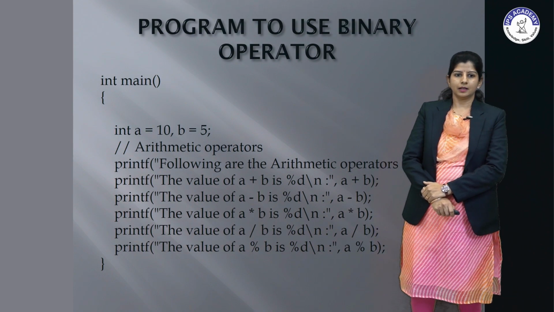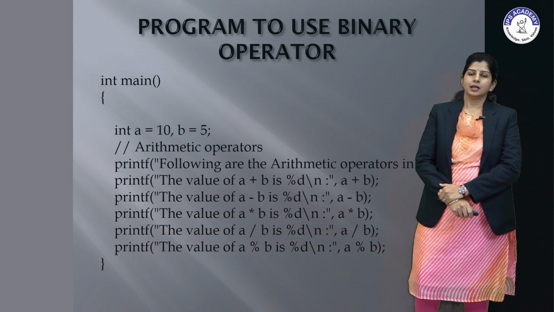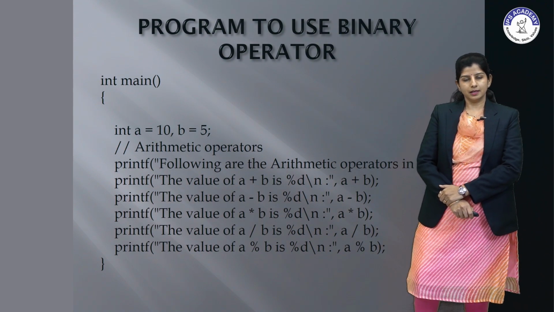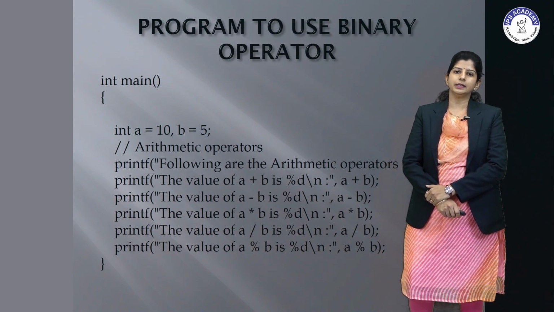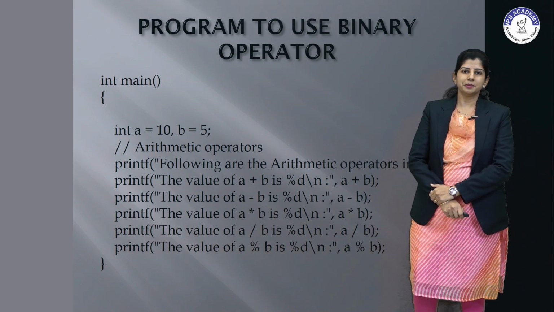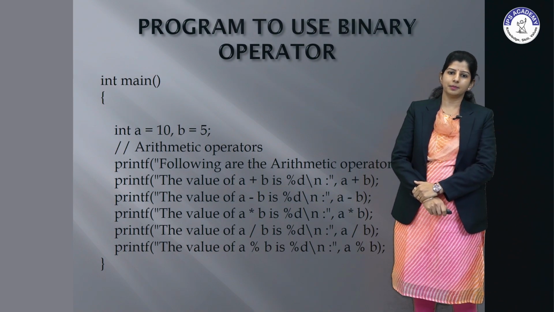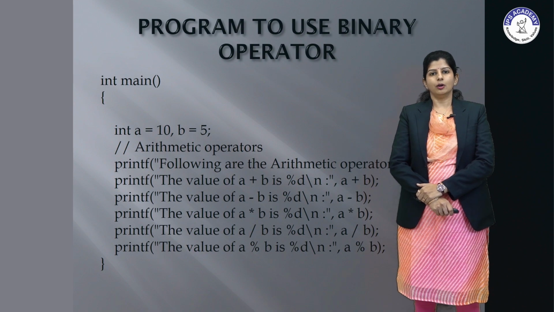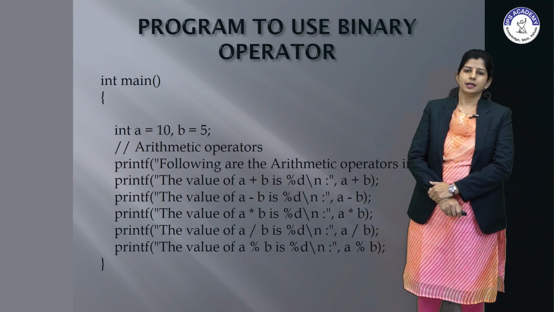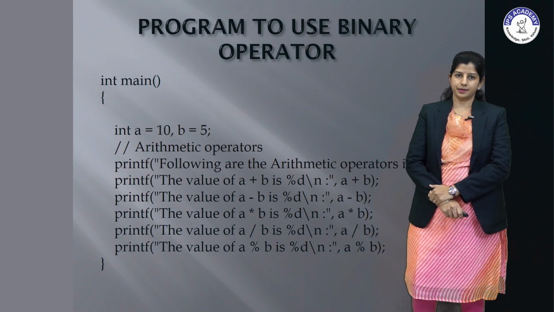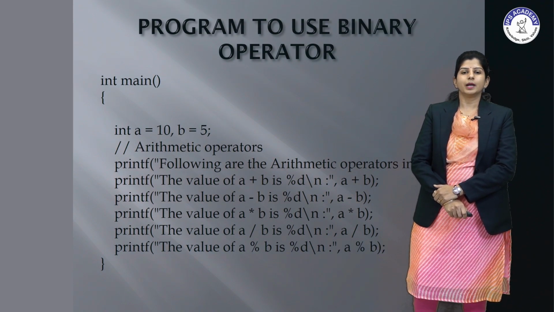In the first line I am writing the printf function including the value of A plus B is %d. %d again stands for the format specifier which we use for the integer data type. A plus B: A is my first variable, B is my second variable, addition is my operator, which is a binary operator, and a binary operator is generally used between two operands. A and B are my operands and addition is my operator.